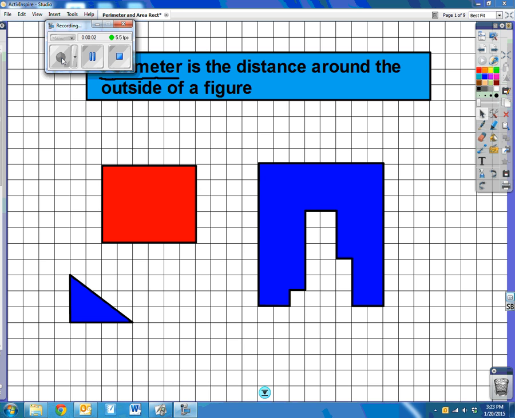In this chapter, we are looking at geometry. We're looking at perimeter, area, volume, and surface area. We're going to start with perimeter. So perimeter is the distance around the outside of a figure. It's how far around the figure is.